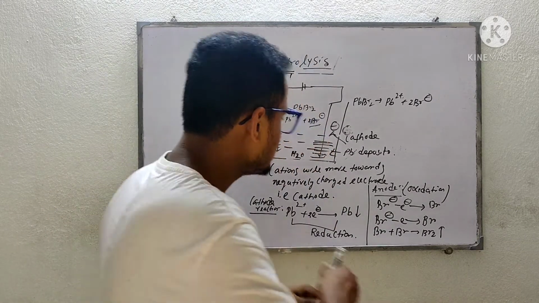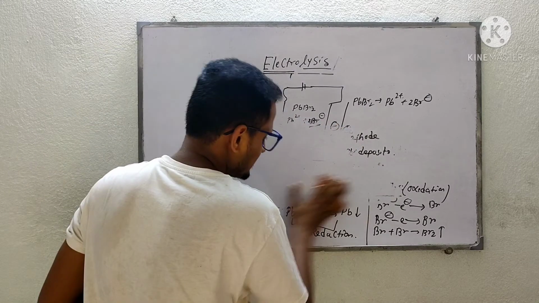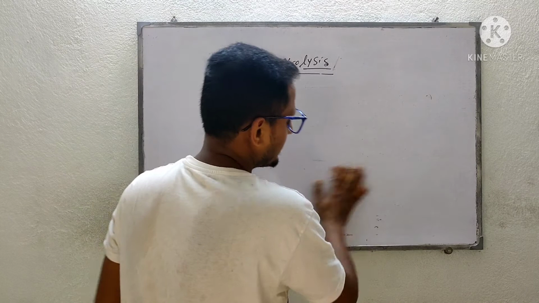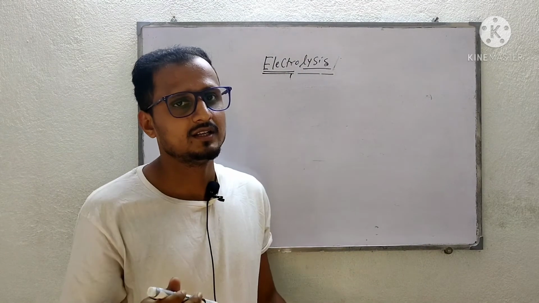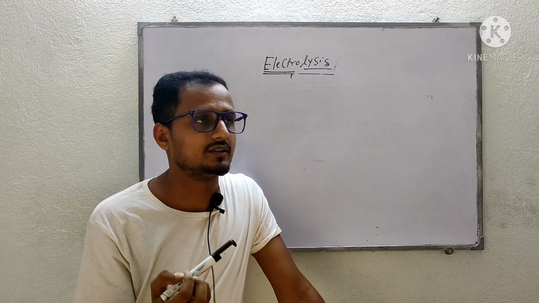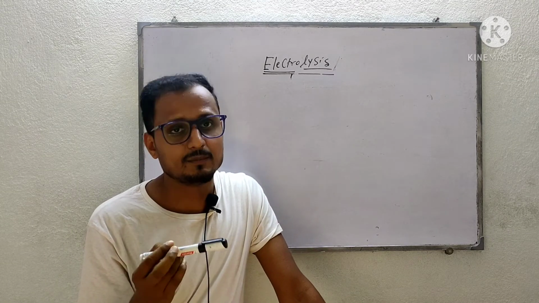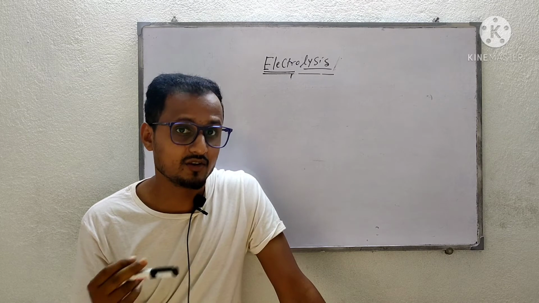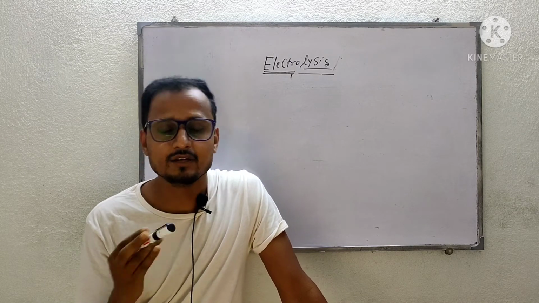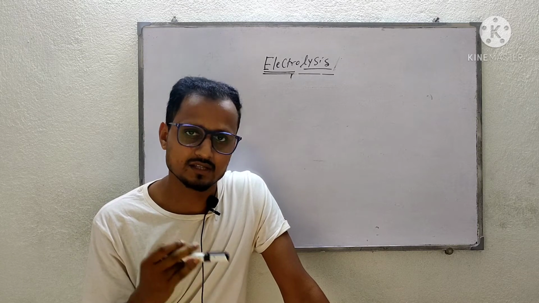So what is the summary of this class? We have discussed normal electrolysis, how it is done. We have to take a voltameter, in which one glass apparatus will be there. You have to take an electrolyte, which will be an ionic compound in fused or molten state, or in aqueous state. That will furnish cations and anions.